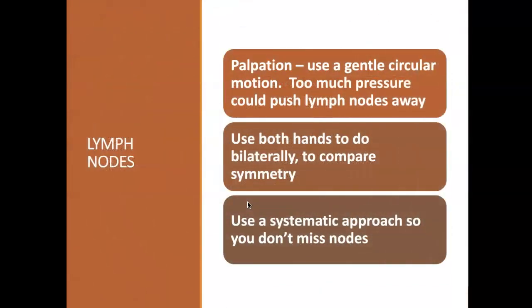The lymph nodes. To assess the lymph nodes, you're just going to gently feel them, using gentle palpation, just easy circular motions on each area of the lymph nodes. Again, too much pressure will make them push away or push off to the side or go deep. You're going to use both hands because you want to assess side to side. You want to make sure that they are symmetrical. And try to use a systematic approach so you don't miss any of the lymph nodes.